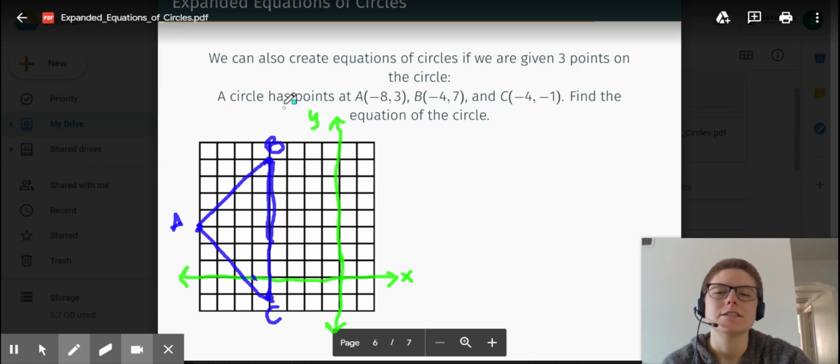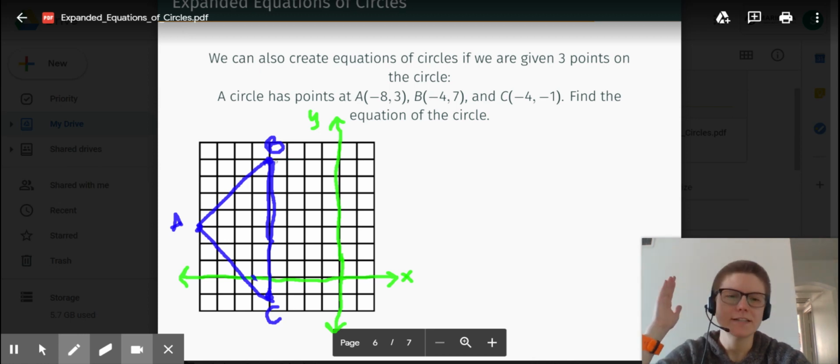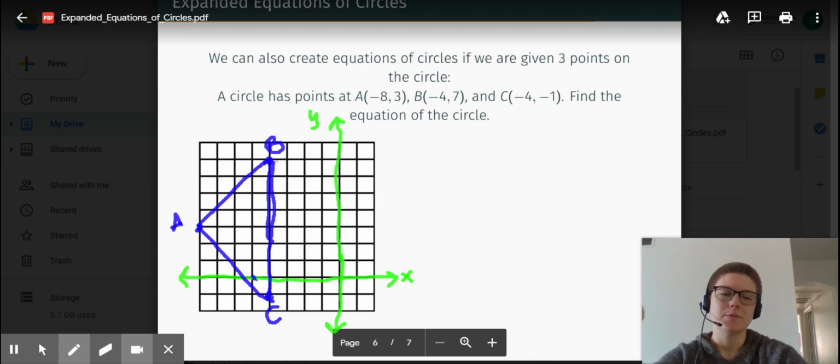Let's start with BC because it's really easy. So BC, we can count how many units it is because it's straight up and down. And since it's straight up and down, we know that perpendicular to straight up and down is straight side to side. Or in other words, perpendicular to vertical is horizontal. Math words, sort of.